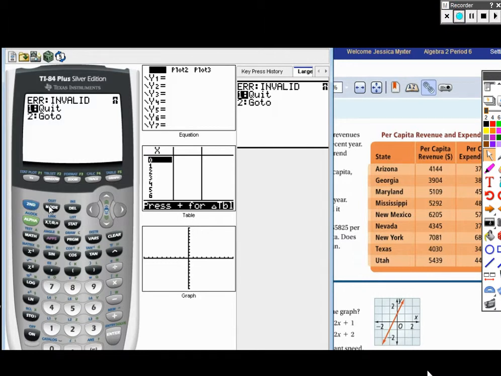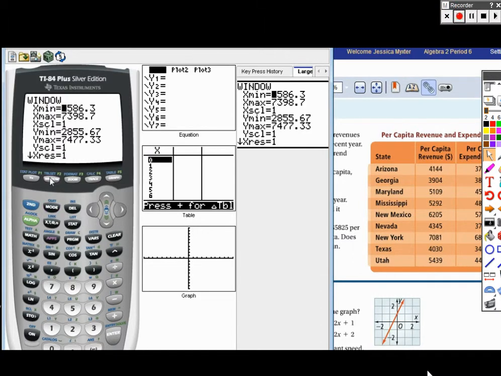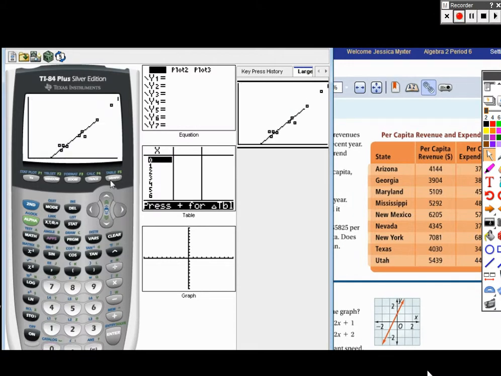This is probably a window error, so if I quit out of this and go to Window, yep, my minimum X value is over 3,000, so let's make that under 3,000. Graph again. And now let's try to input second Calc value. Let's try to input that 3,000 value again. And sure enough, if X is 3,000, I would expect the expenditures to be about $2,510.45.